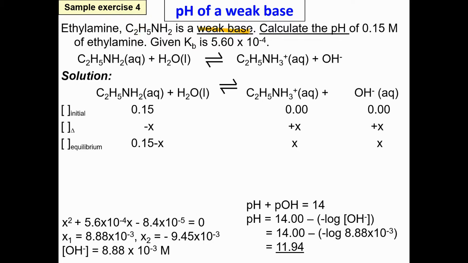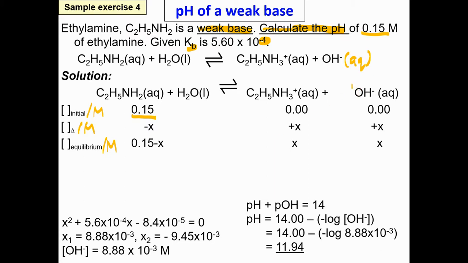Okay, another one. Ethylamine is a weak base. We are asked to calculate the pH, and given the base dissociation constant, this time is negative 4, it is not negative 5. So the same thing again. Rewrite the equation and then put in the ice table. Fill up the ice table. 0.15 is the initial.